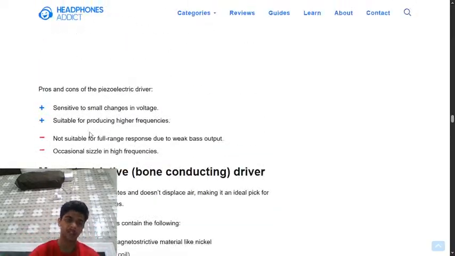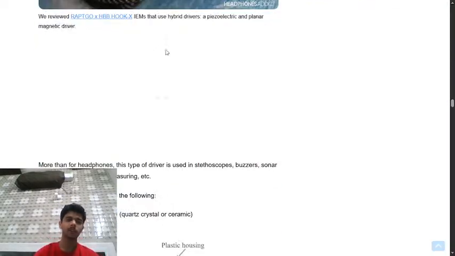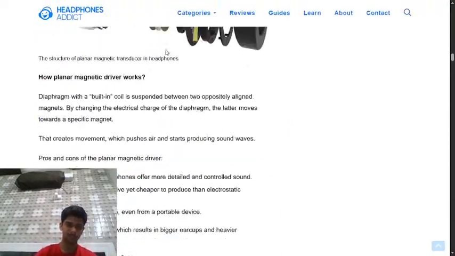Let's see what is there in planar magnetic. Well, first, let's complete this. Let's see now.